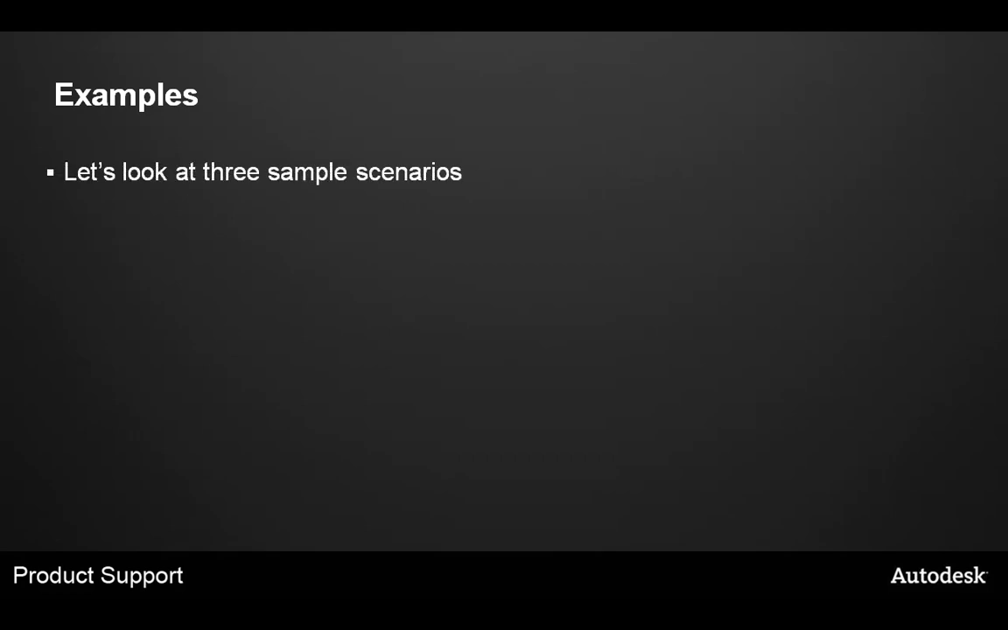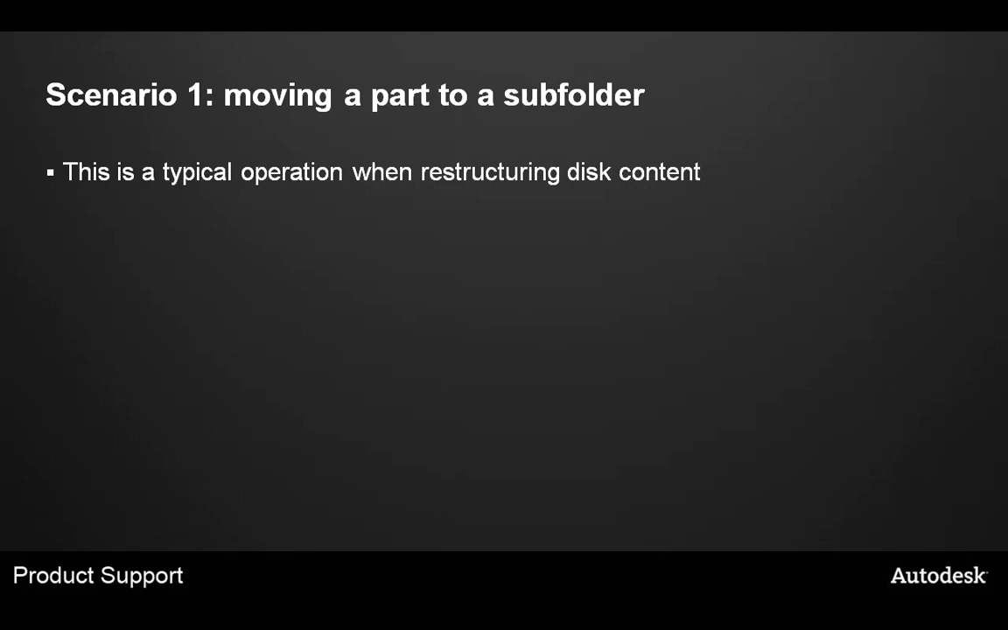Here are a couple of examples on how to use the option. The three scenarios that I will present you are very similar in nature, but they have very slight nuances that are important. So please pay attention to the different scenarios. Here is scenario 1. This is the simplest scenario where you just move a part to a subfolder. This is what you would do when you restructure files on your disk drive.